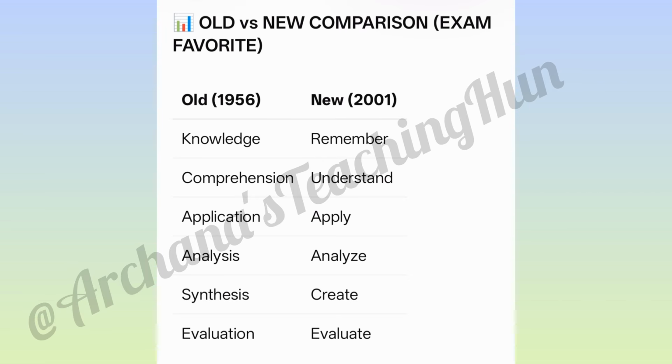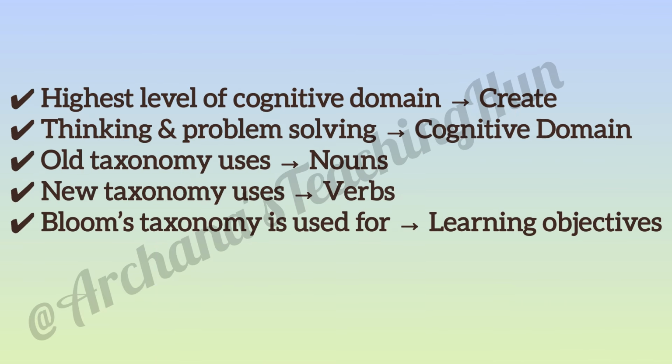Revised taxonomy focuses on active learning. Exam based hints: highest level of cognitive domain is create; thinking and problem solving come under cognitive domain. Old taxonomy uses nouns, new taxonomy uses verbs. Bloom's taxonomy is used for learning objectives.